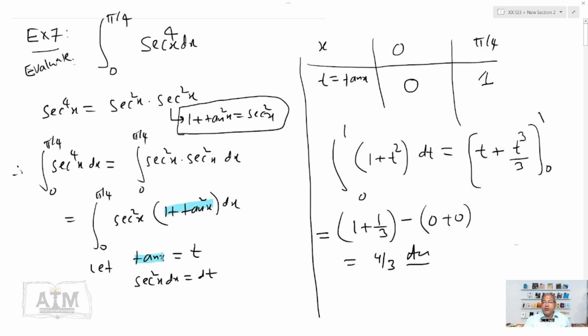Now we put tan x equals t, and the derivative of tan x is sec square x, so sec square x dx equals dt. Now the old limits are 0 and pi by 4. Tan 0 equals 0, tan pi by 4 equals 1. So the new limits are 0 to 1, 1 plus t square with respect to t. Integration of 1 is t, and integration of t square is t cube by 3. Applying the upper limit and lower limit, we get 4 upon 3. This is the final answer.